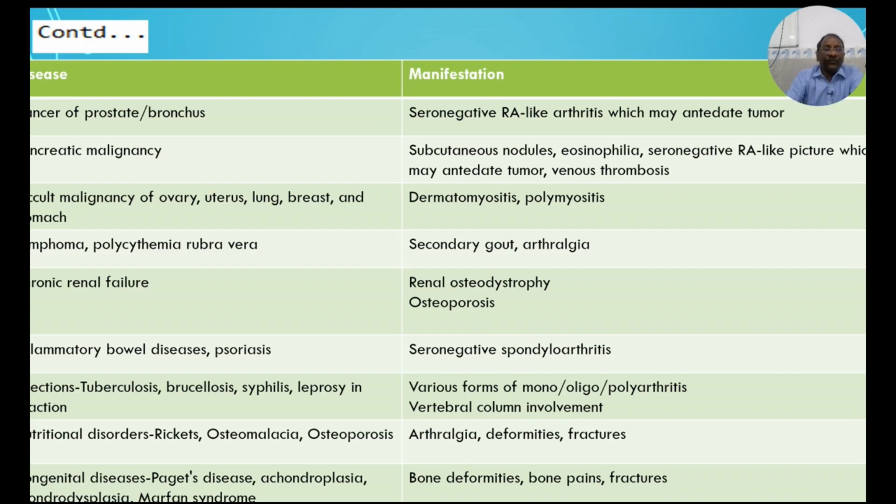See the infections, not only tuberculosis, but brucellosis, syphilis, leprosy. So they also cause rheumatological conditions. They are very common in our Indian population. Even today we are seeing a lot of leprosy cases. Nutritional disorders like rickets, osteomalacia, osteoporosis.